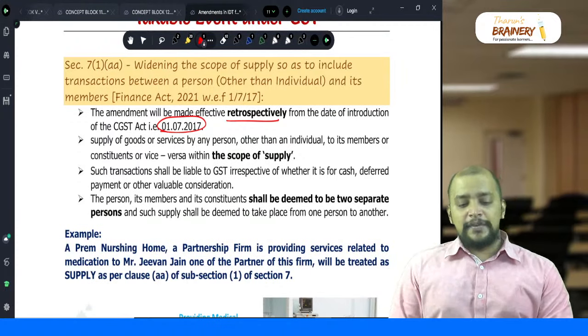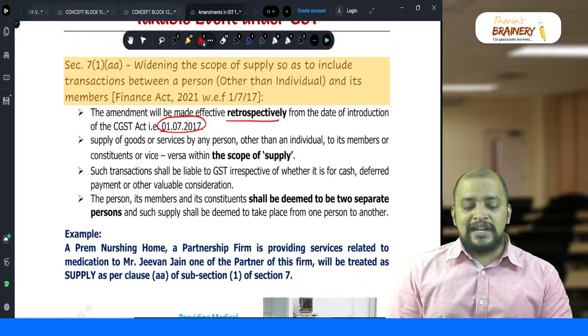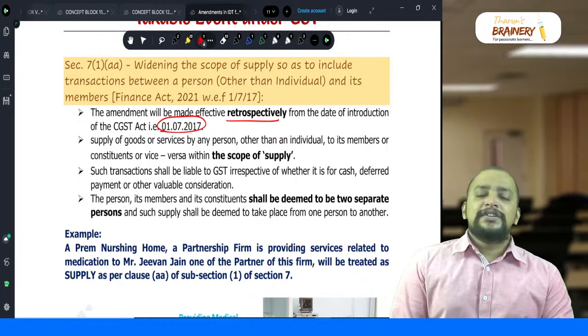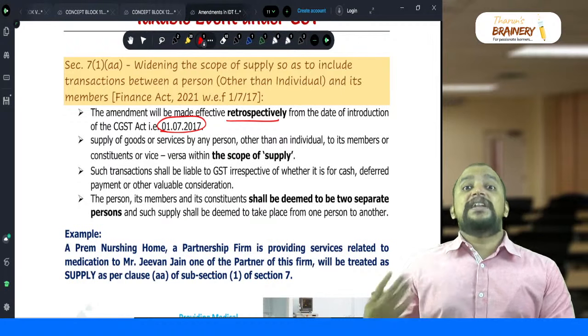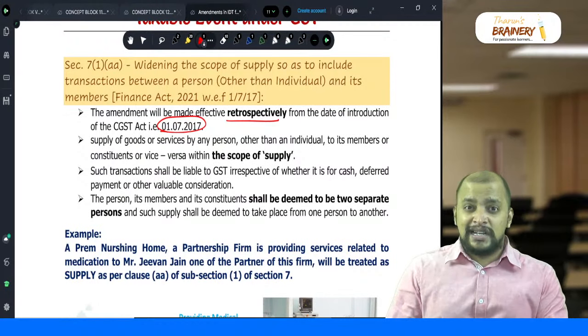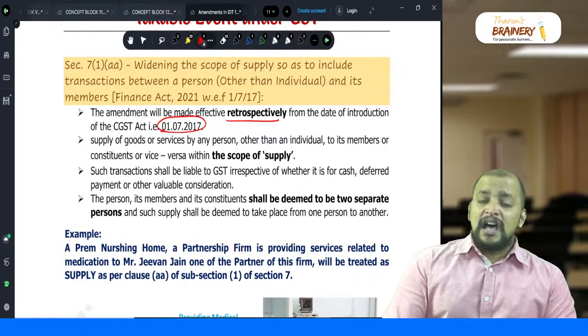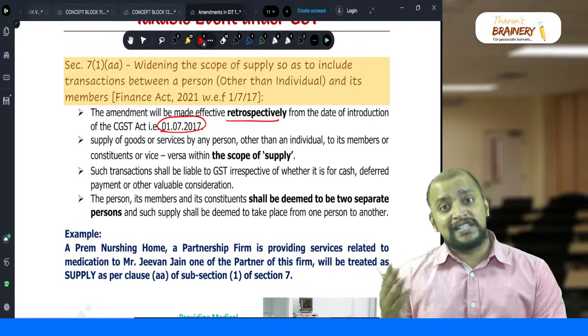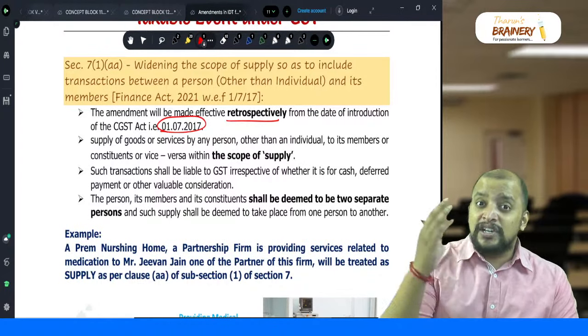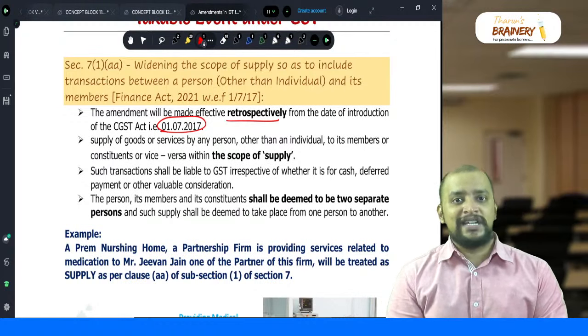Okay. Then, who are the constituents? Its members and its constituents. So they are treated as separate persons under GST. The principle of mutuality, what is that? Firm and partners are treated as separate persons. Association and its members are treated as separate persons. Company and shareholders are treated as separate persons because of this Section 7(1)(aa).